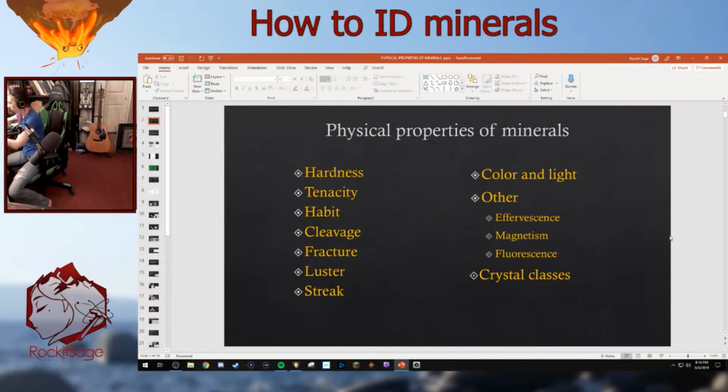I don't know. Too big. Fuck it, this will work. Compare that to this calcite here.